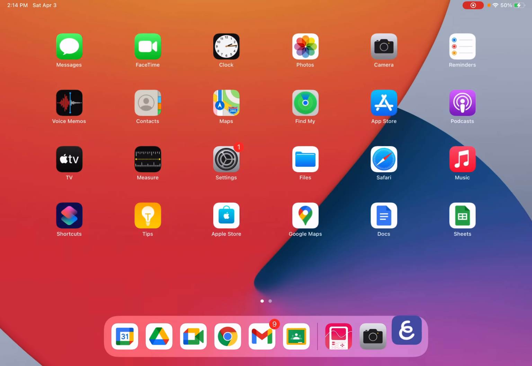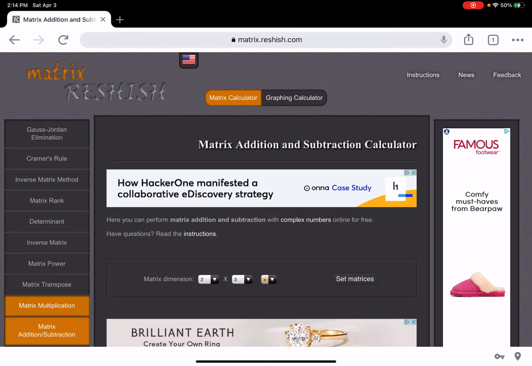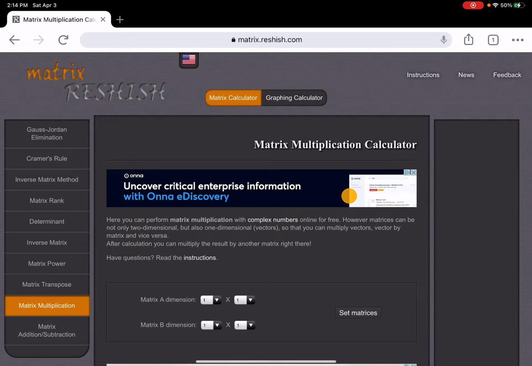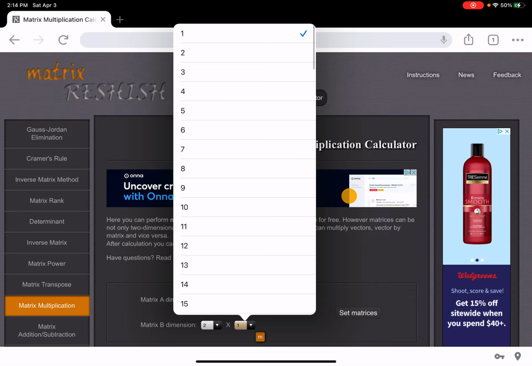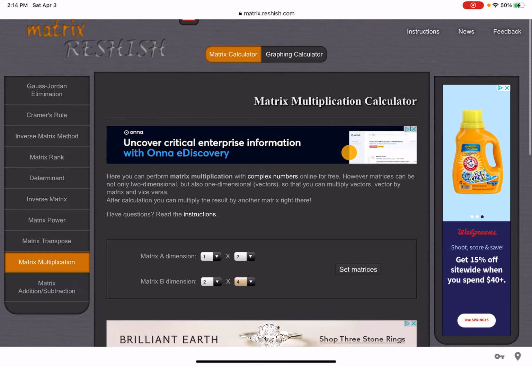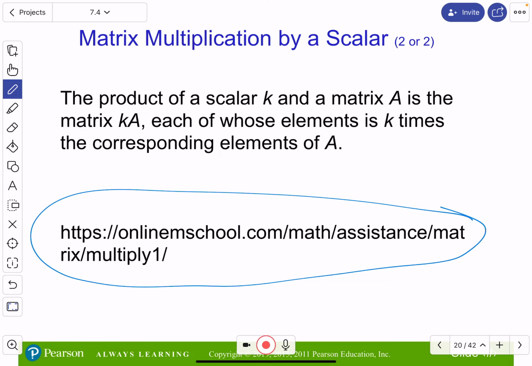On that same website, if you choose multiplication, let's see if it goes there. Make your first one 1 by 1, and then the second one 2 by 3. I don't know if that's going to work. Yeah, nope, this won't let me do it. So you need to use this website for the scalars, and it'll just have you enter your matrix, and then there'll be a button or a space for scalar, and then you hit calculate.